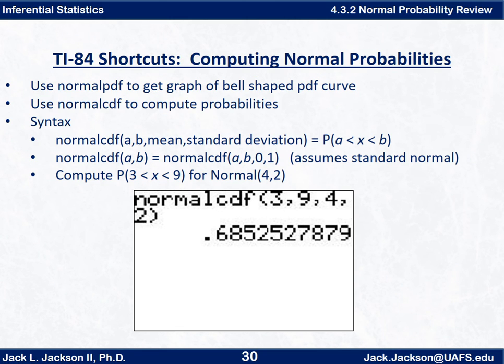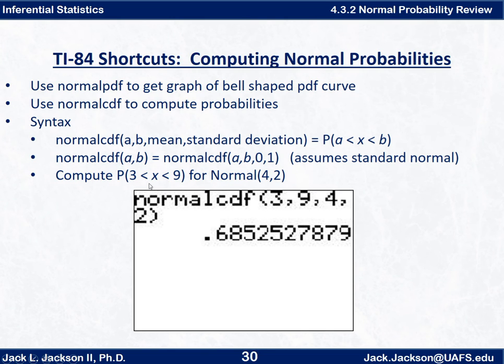Now, remember we compute probabilities using a TI-84, for example, like this. Use normal PDF to get the graph of the bell-shaped PDF curve, but we don't really need the PDF curve to find the probabilities. We really need the CDF. So we're going to use the normal CDF to compute probabilities. So for example, normal CDF A, B, mean, standard deviation, in that order, gives us the probability that x is between A and B from a normal distribution with whatever you put in for mean and standard deviation. So normal CDF A, B without the mean and standard deviation means it assumes a mean of 0 and 1 for standard deviation, so that's a standard normal, or Z distribution.